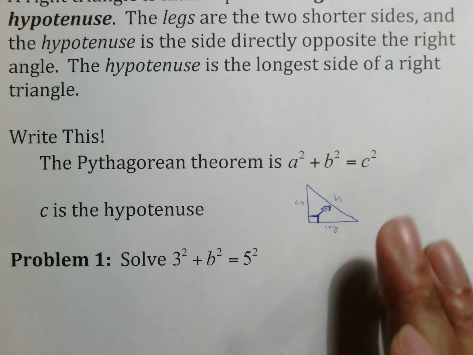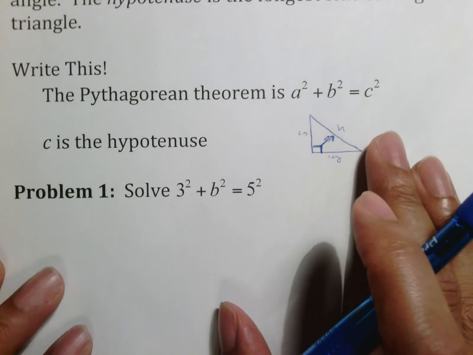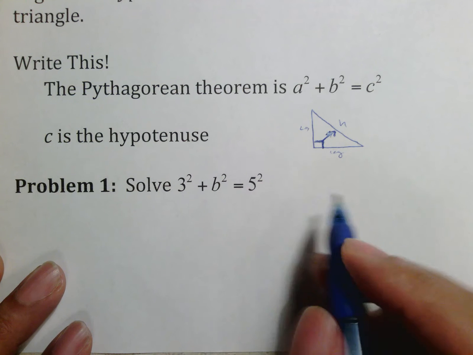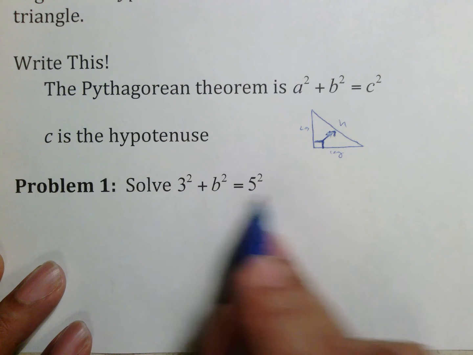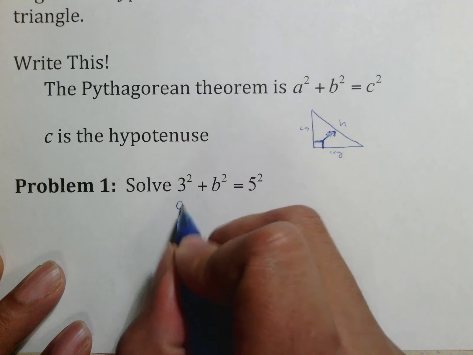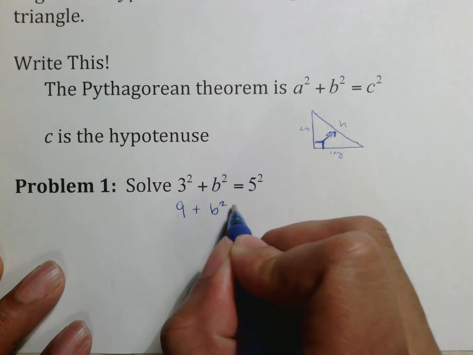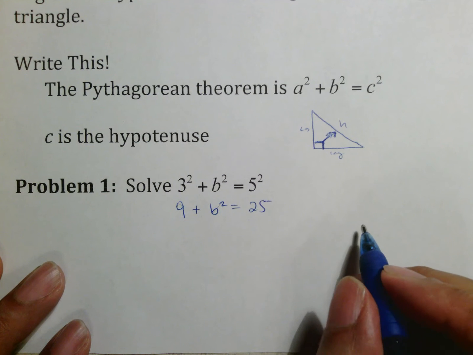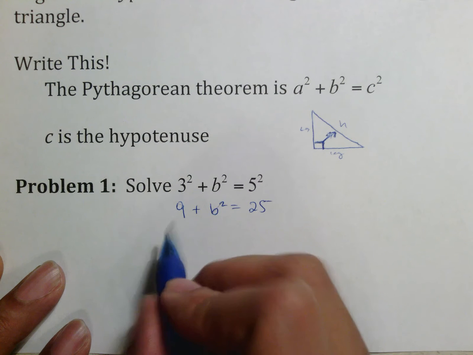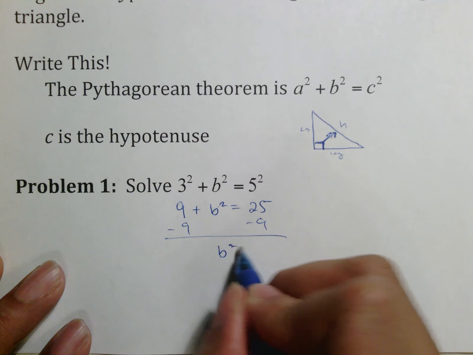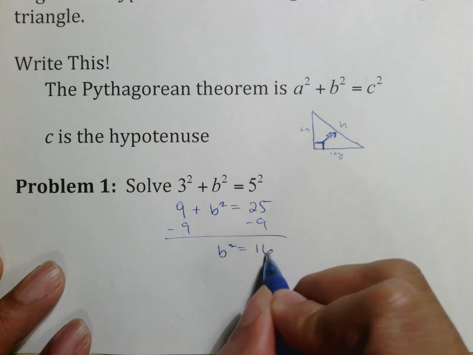So before we get to that, let's work on solving these things and making sure we know what we're doing here. 3 squared plus b squared equals 5 squared. If you see this, which we will, the first thing you're going to do is simply get rid of all the squares that you can. So this turns into 9 plus b squared equals 25. Keep in mind when you solve this, you want to get rid of the weak numbers first. So subtract 9, you get b squared equals 16.